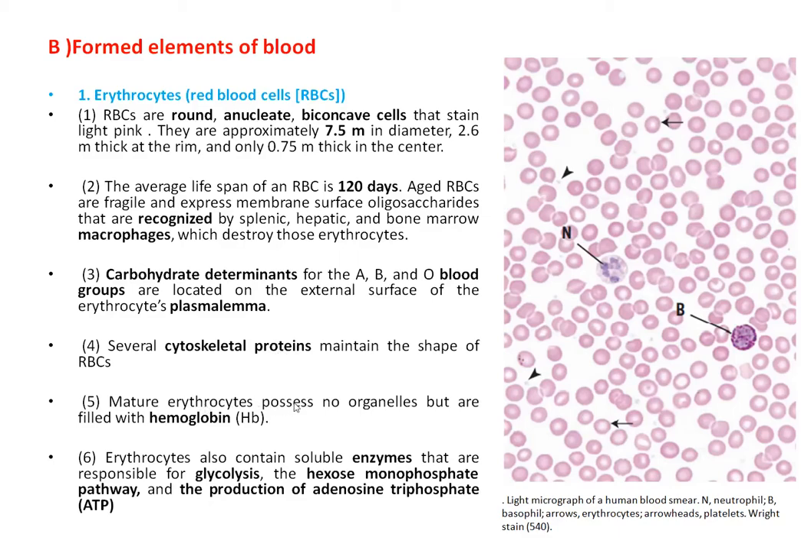Mature RBCs possess no organelles but are filled with hemoglobin. Erythrocytes also contain soluble enzymes that are responsible for glycolysis, the hexose monophosphate pathway, and production of adenosine triphosphate. All these processes occur in the erythrocyte, which contains the soluble enzymes that participate in them.